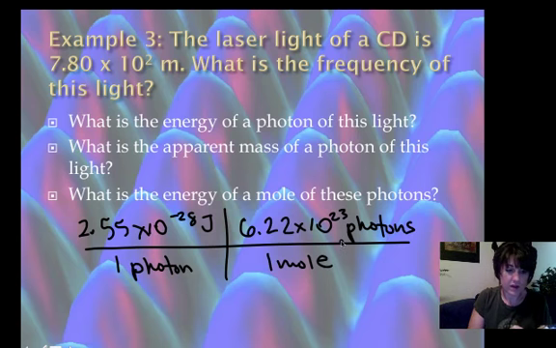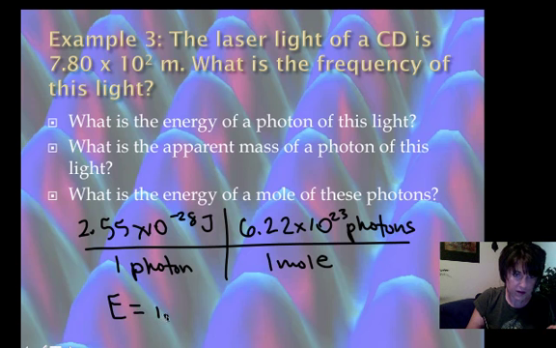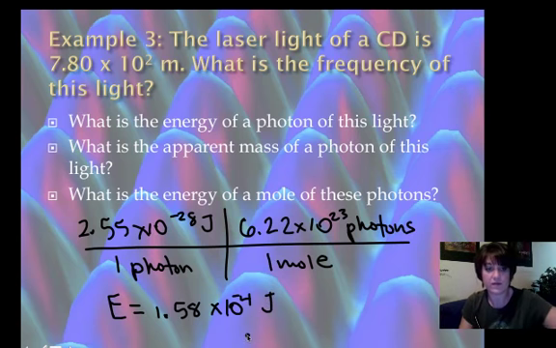So I'm going to take my really tiny number for energy, and I'm going to multiply it by my really big number for moles. And I want to get all my digits in here so I don't have a rounding error making a mistake. So the energy for 1 entire mole is something more recognizable as a significant amount of energy. I get 1.58 times 10 to the minus 4 joules for a mole of photons.